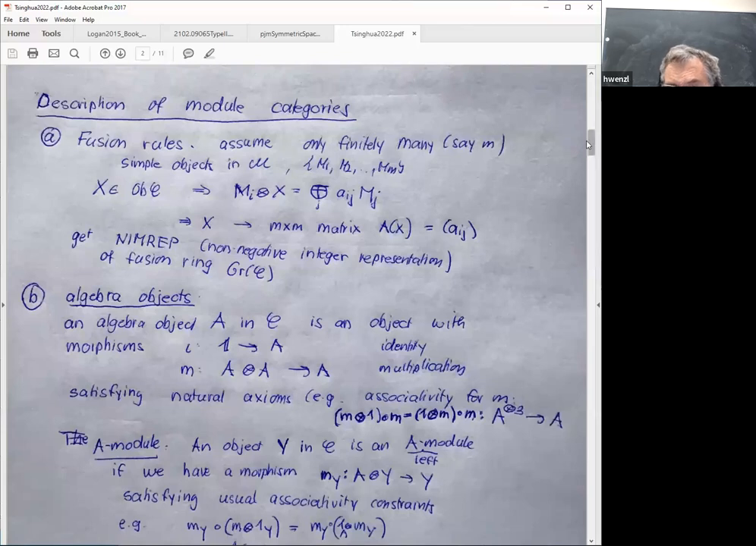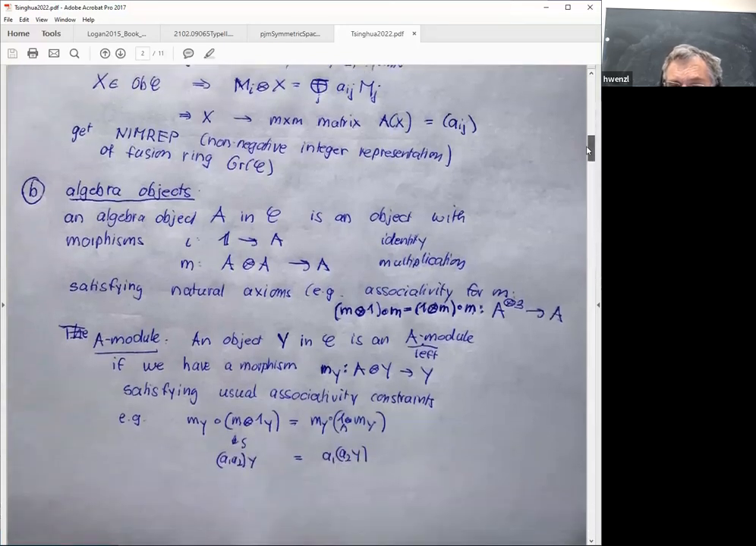And the probably deeper thing is the description via algebra objects. Now, an algebra object A in C, in our tensor category, is just an object with two canonical morphisms. One is an embedding of the trivial object into A.